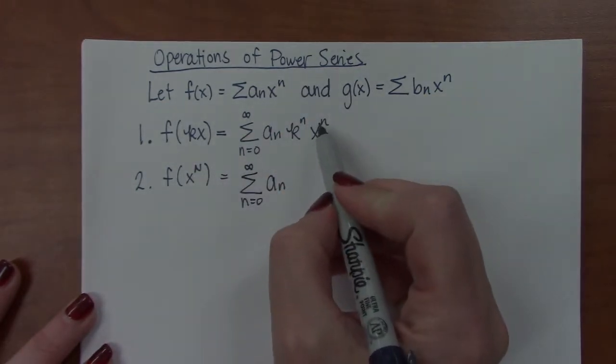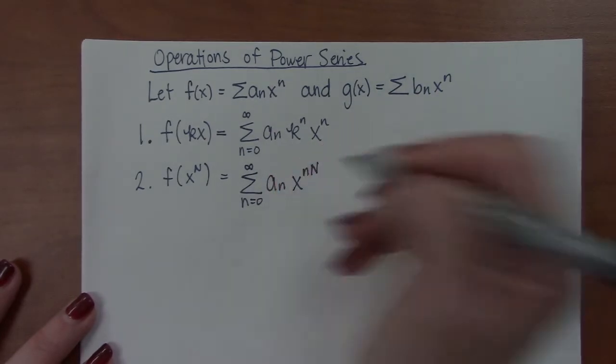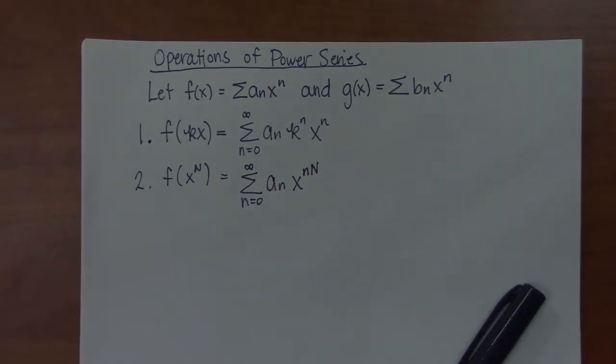Well, when you raise a power to a power, you multiply their exponents together. So if this were x squared, that would become x to the 2n. If it were x cubed, it would become x to the 3n.